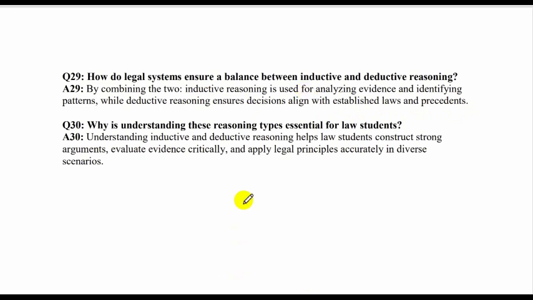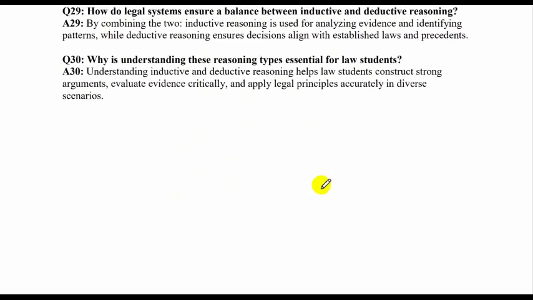Question 30. Why is understanding these reasoning types essential for law students? Understanding inductive and deductive reasoning helps law students construct strong arguments, evaluate evidence critically, and apply legal principles accurately in diverse scenarios. Basically, both inductive and deductive reasoning help law students construct strong arguments, evaluate evidence critically, and apply legal principles accurately in diverse situations.